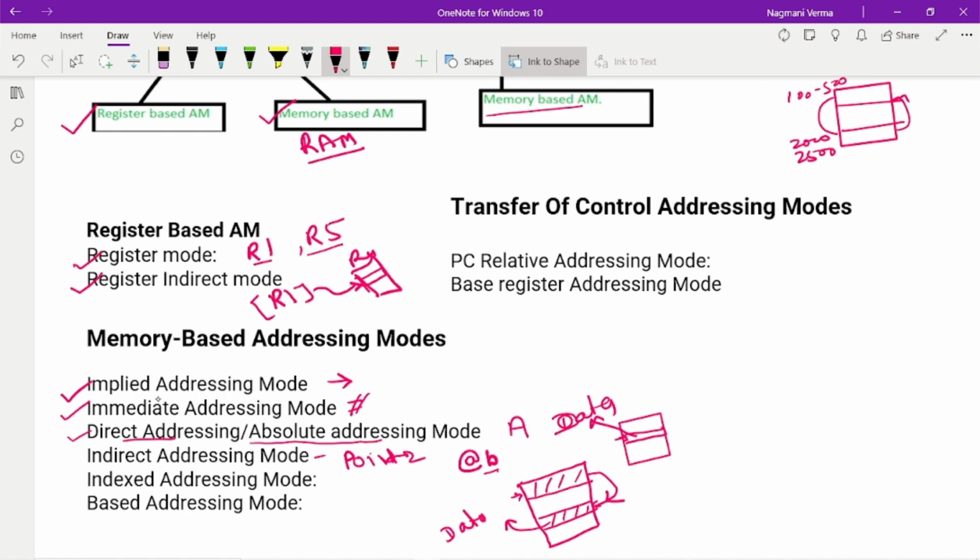So this is the indirect addressing mode. Index addressing mode is based on the sum of a set of registers, increment and decrement. Base addressing mode is also based on the registers. I will discuss this one later. Similarly, let's discuss the transfer of control addressing modes. There are two things: PC relative addressing mode and the base register addressing mode. These are all based on inter-segment communications.